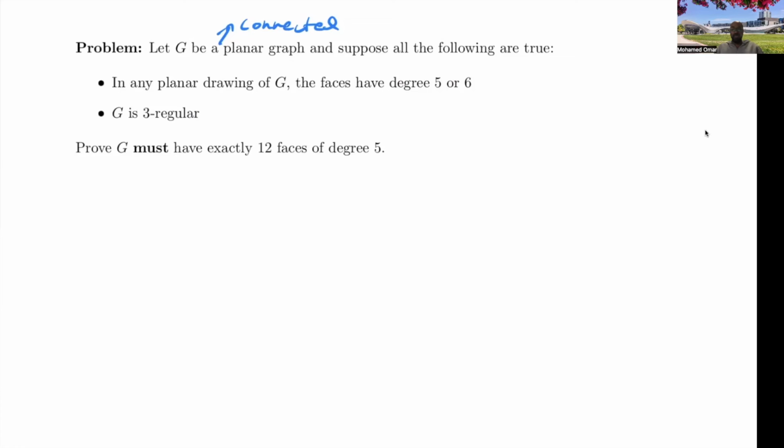And no matter what, you'll always have exactly 12 pentagons, regardless of how many hexagons you have. So let's see why this is the case using some graph theory. So we know the faces have degree 5 or 6, so I'm going to give those names.